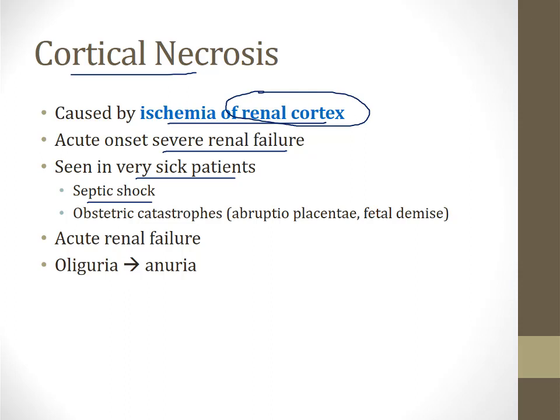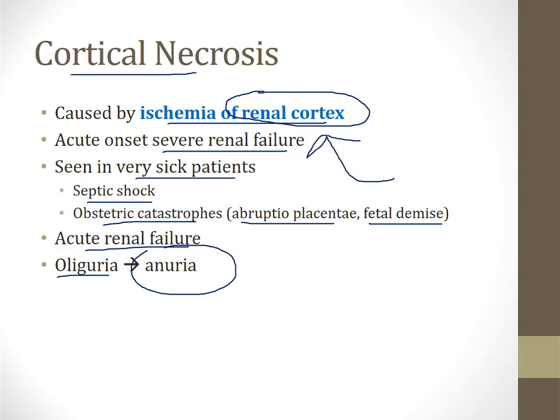It's also classically associated with obstetric catastrophes, especially placental abruption or fetal demise. It presents as acute renal failure with severe oliguria, usually leading to anuria, meaning no urine output. And once again, that's because in the cortex you find the glomeruli, so if you destroy your glomeruli, you're not going to make any more urine. And that concludes our video on tubulointerstitial disorders.